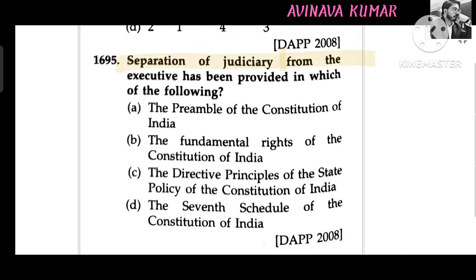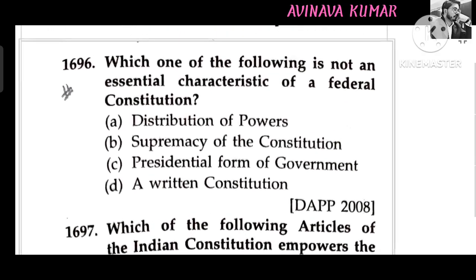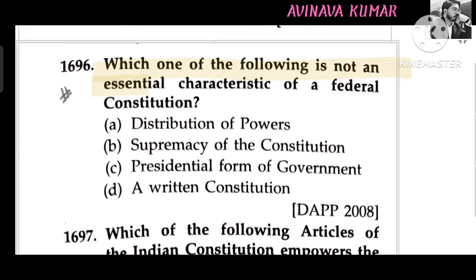Separation of judiciary from executive has been provided in which one of the following? Directive principles of state policy of the Constitution of India. Which one of the following is not an essential characteristic of a federal constitution? Presidential form of government. In a federation there will be distribution of power, supremacy of the constitution, and a written constitution.